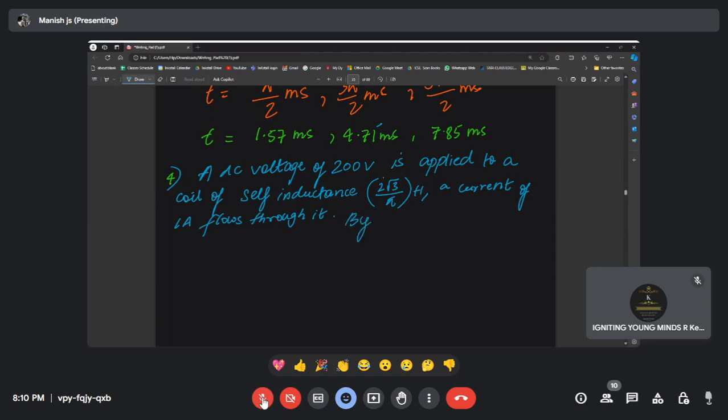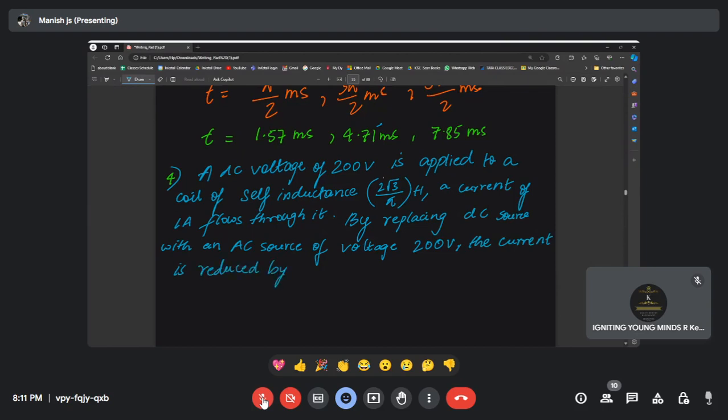Okay. Now next, by replacing the DC source with an AC source of voltage 200 volts, the current is reduced by 0.5 amperes. Okay, it is getting reduced by 0.5 amperes.